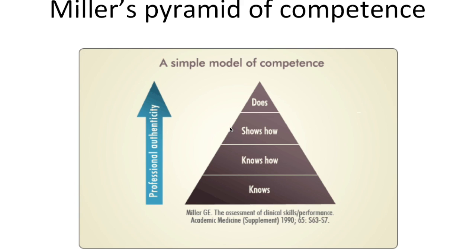There are other models around, and there are many of them. Miller's model is very simple. Model of competence: knows how, shows how, and does. Once again, it makes good intuitive sense, and for practical skills, actually has a fairly logical application.